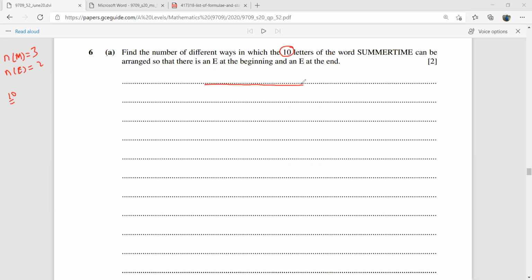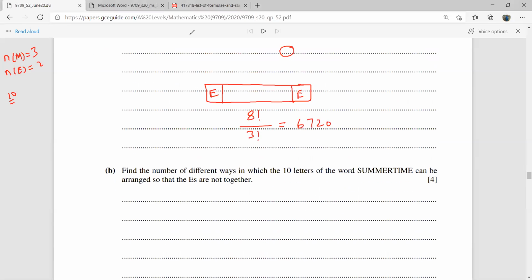So we have to arrange them in a way that there is an E in the beginning and an E at the end. So these 2 E's have been utilized. They have been used here. So how many letters are left? 8. So 8 factorial over 3 factorial. That is the answer. 8 factorial over 3 factorial. And you can tell me what is this value? 6,720. Okay, let's see what is in the next part.